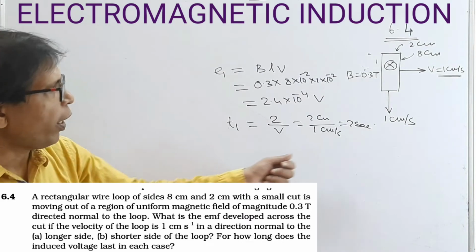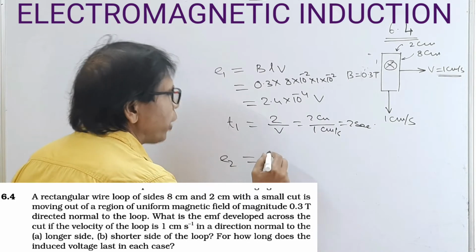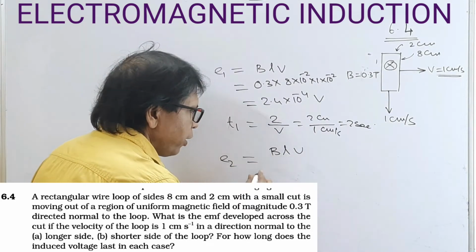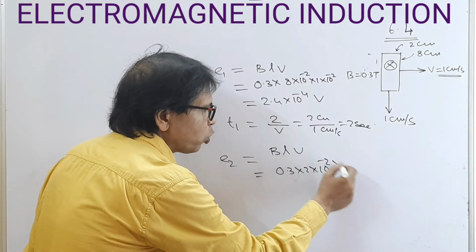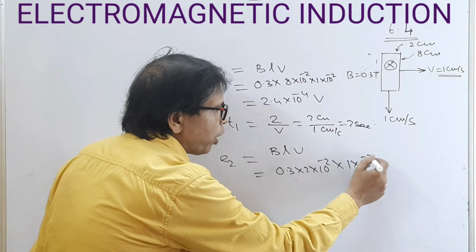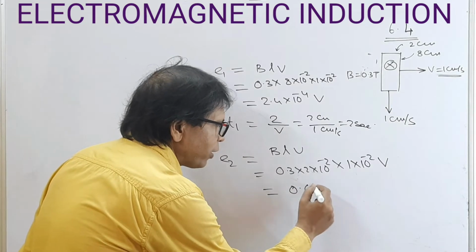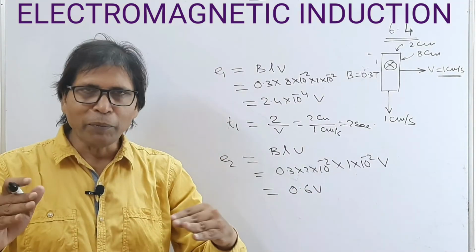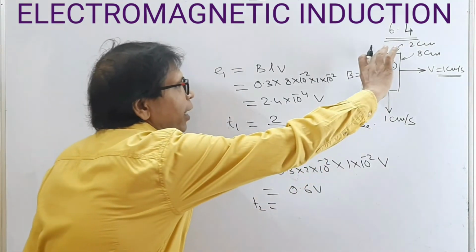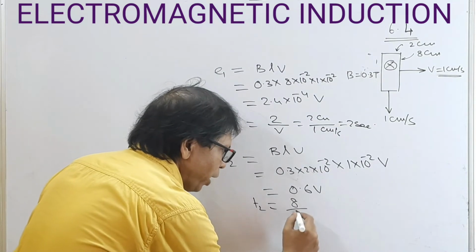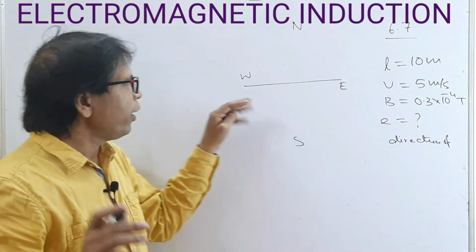Okay. Now when it moves normal to its depth, the EMF induced E2 equals BLV. This equals 0.3, L equals 2 into 10 to the power minus 2, and this is 1 into 10 to the power minus 2 volt. So this is 0.6 volt. The time during which this voltage exists, T2 equals length by speed, so this is 8 by 1, so this is 8 seconds. Okay. Understood?